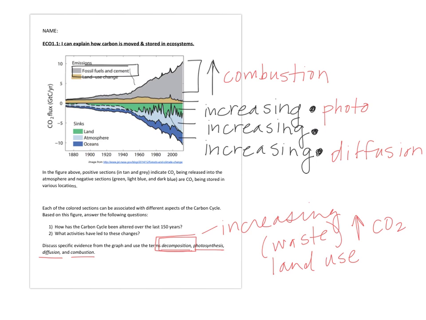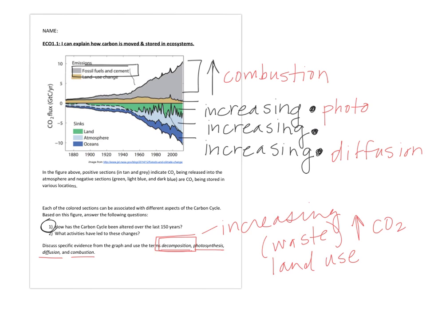All right, so that's just answering number 1. Number 1 asks, how has the carbon cycle been altered over the years? We're seeing increased fossil fuels from combustion, increasing land absorption through photosynthesis, increased CO2 in the air because of combustion, and increased CO2 in the ocean through diffusion into the air, and then back into the ocean again.